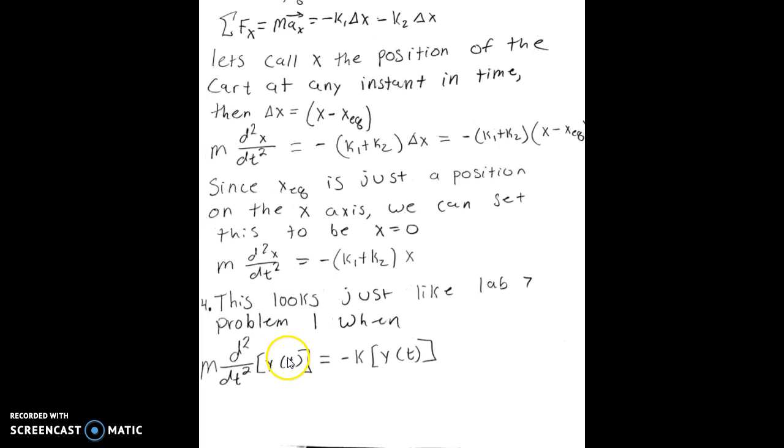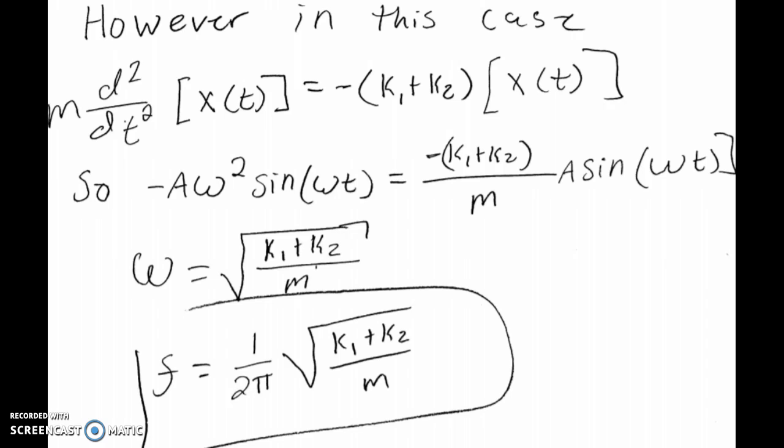So if you look at this equation, it's very similar to what we did in Lab 7 problem 1, where we had d squared y of t dt squared equals negative k times y of t. So we're going to use the same procedures that I outlined in that video to solve it. I'm going to skip over them in this video, but you should try to see if you can use the same procedures to get the answer that I got. So in this case, we just have some different constants. We have K1 plus K2 instead of K. That's really the only difference.